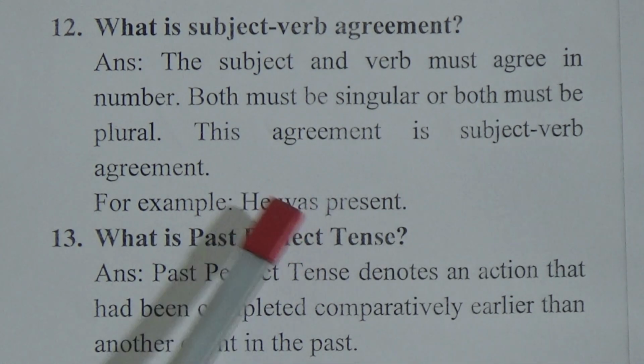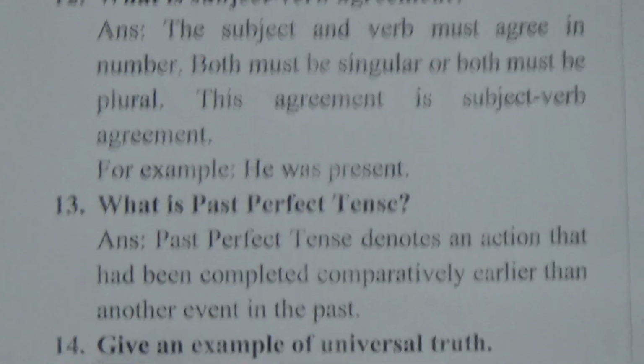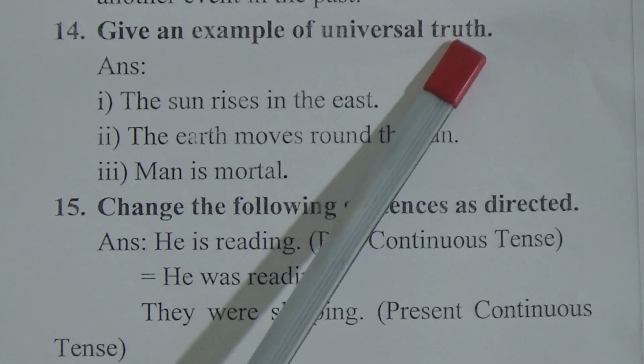So this is called the subject verb agreement. Now number 13, what is past perfect tense? The answer is, past perfect tense denotes an action that had been completed comparatively earlier than another event in the past. And now number 14, give an example of universal truth.